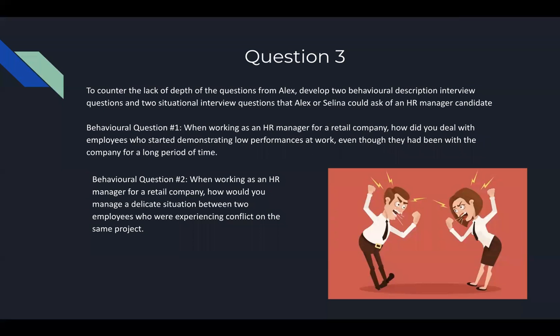Question 3. As Connor mentioned earlier, there are behavioral questions and situational questions. Behavioral questions are based on the candidate's past experience and past work. So the first behavioral question: when working as an HR manager for a retail company, how did you deal with employees who started demonstrating lower performance at work, even though they had been with the company for a long period of time? The second question could be: when working as an HR manager for a retail company, how did you manage a delicate situation between 2 employees who were experiencing conflict on the same project?